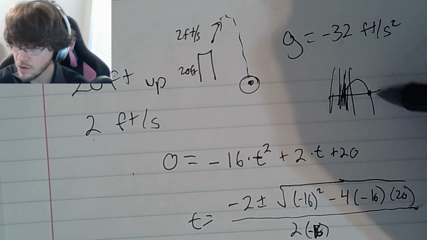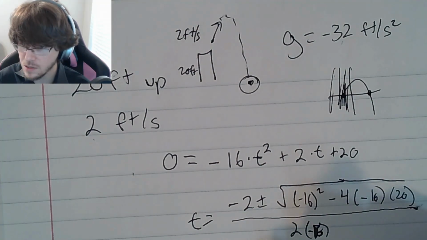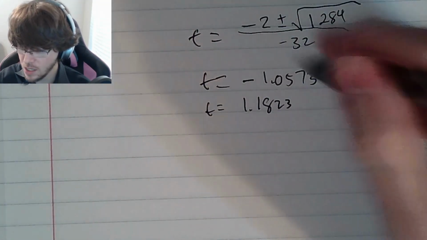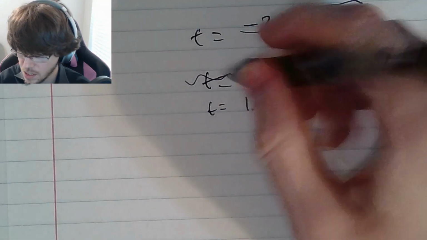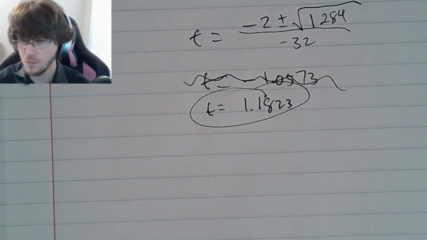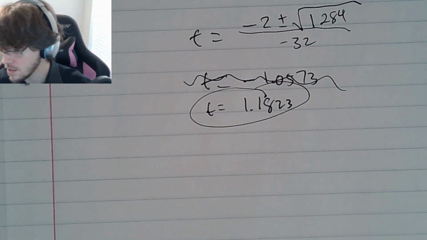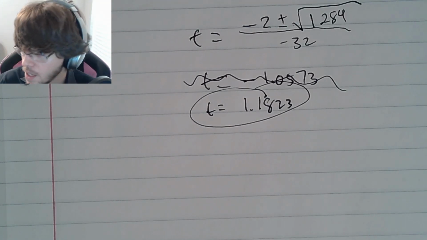There's me on the building throwing it off over here. So this answer, this negative one, is nonsense. It doesn't matter in the real world. Only this one does, so my pen would only be in the air for about 1.1 seconds. That's about right. That's how long it takes for something to hit the ground off the second floor.